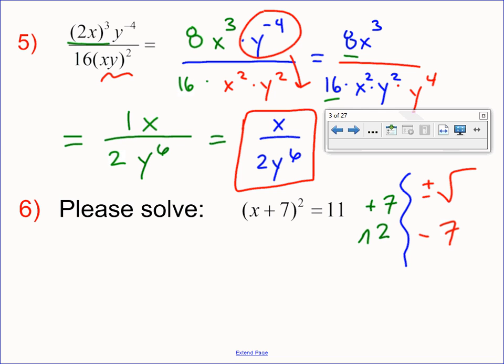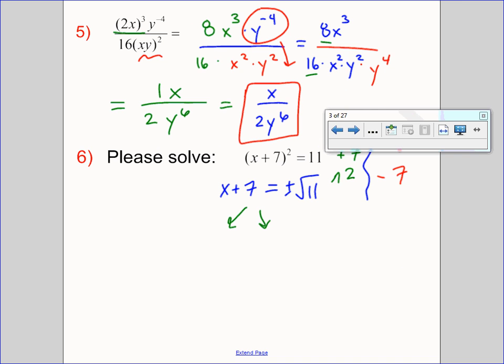First step, take the positive and negative square root of both sides. That gets my quantity x plus 7 out of the parentheses squared, and now I have plus and minus square root of whatever was there. In this case, it was 11. Sometimes it'll reduce, sometimes it won't reduce. But either way, I'll be able to break it up into two separate paths. One path is x plus 7 equals the positive square root of 11. One path is x plus 7 equals the negative square root of 11.